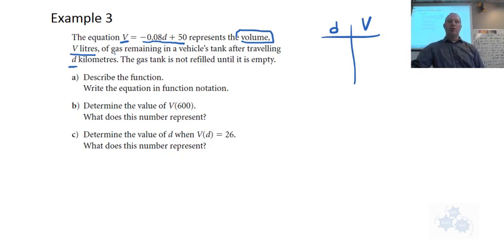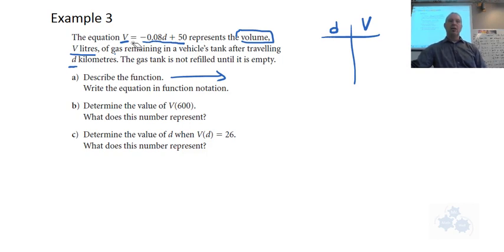Okay. So describe the function, write the equation in function notation. Okay? So when you're describing the function, you would say just like I said there. After you've driven a certain number of kilometers, V represents the amount of gas you have left in your tank. Okay? So if you drive a certain distance, V is how many liters you have left in the gas tank. That would be a description of the function. I'm not going to make you do it right now, but that would be a description. Write the equation in function notation.